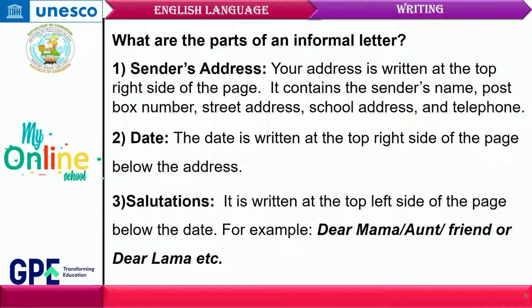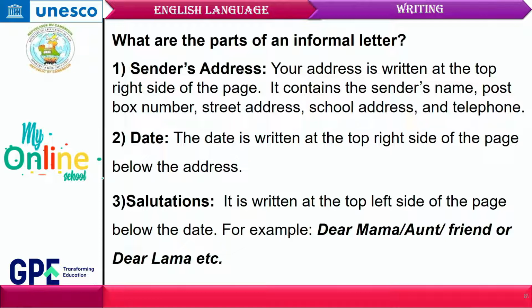Number 2, the date. The date on which you write the letter must appear on the right side of the page, just below the address. Good. The third thing to do is the salutations. It is written at the top left side of the page below the date. So when you have written the date on the right side below your address, you now move to the left just below the date, and on the left side you write the salutation.